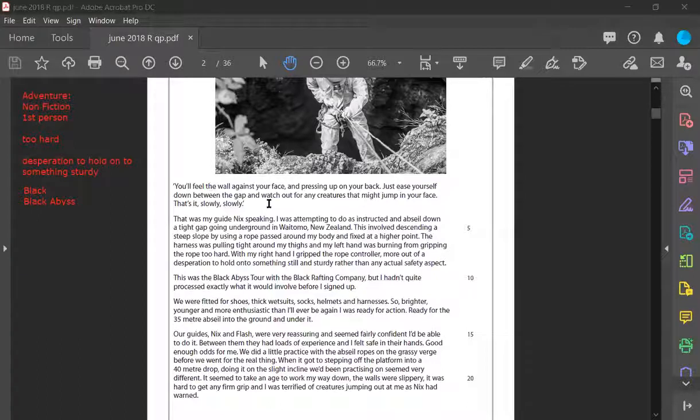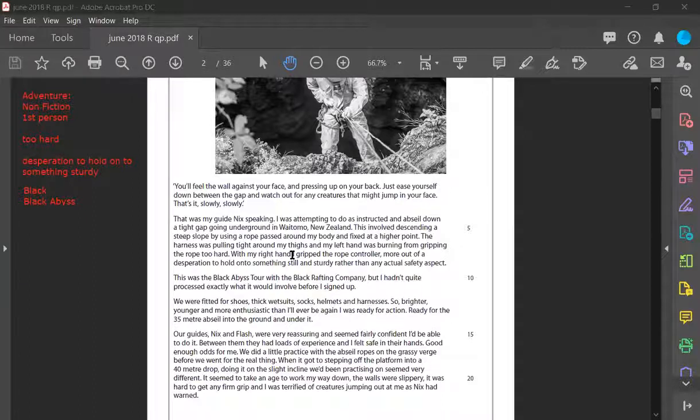And then what? A very scary one, watch out for any creatures that might jump in your face. This is super scary. That's it. Slowly, slowly. Over here, the repetition helps us to understand how the guide is trying to calm the people down who are climbing down, right?